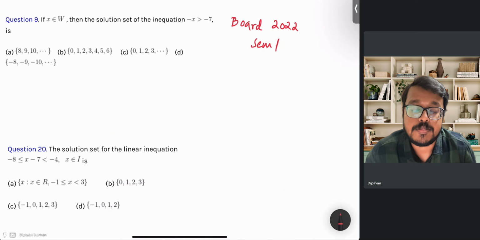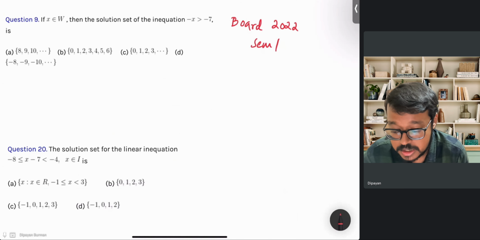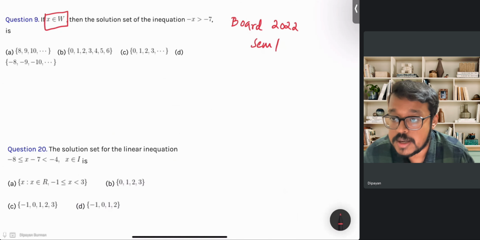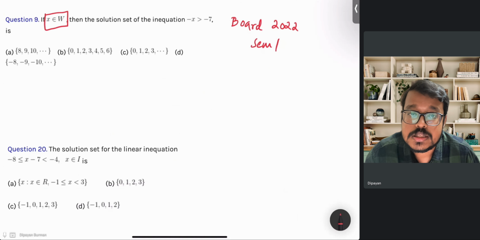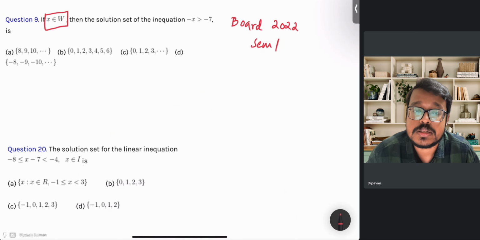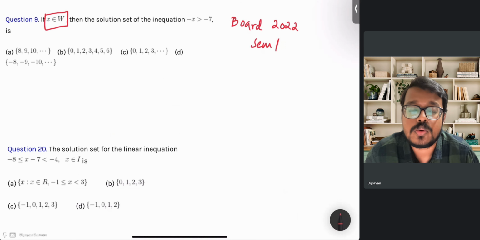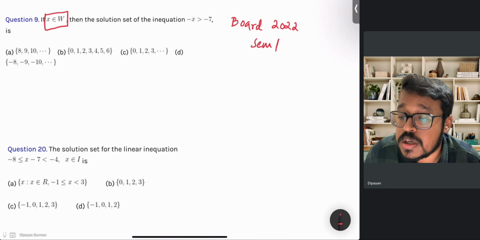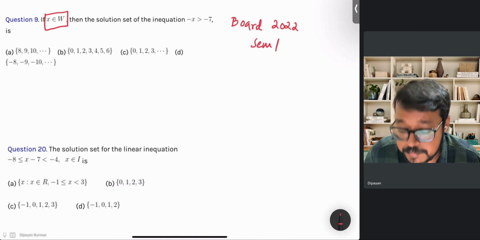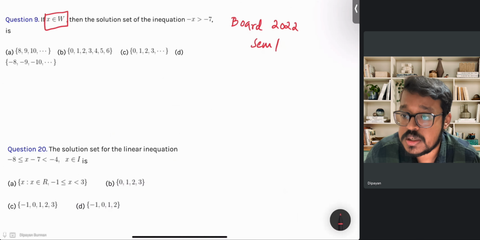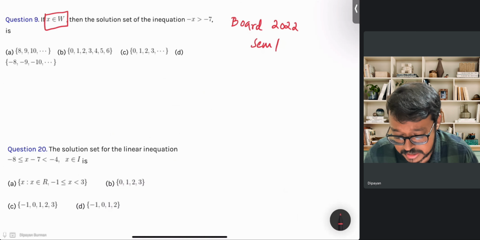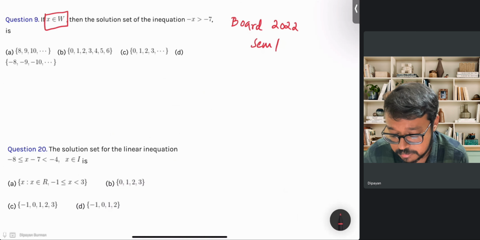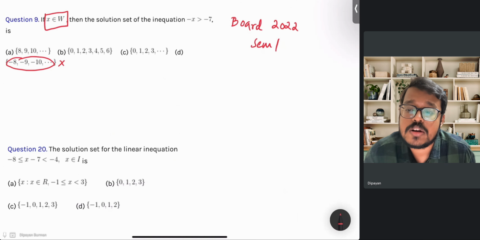So let's understand a couple of concepts that are given here. x belongs to W means x is any whole number. Capital W represents whole numbers, and whole numbers are numbers 0, 1, 2, 3, 4, 5, 6 and so on. So x has to be a whole number, so the solution has to be a whole number. Immediately I can see that option D are all negative numbers, so that cannot be the answer.